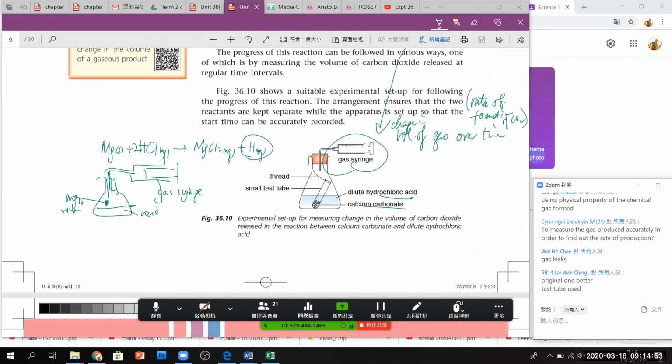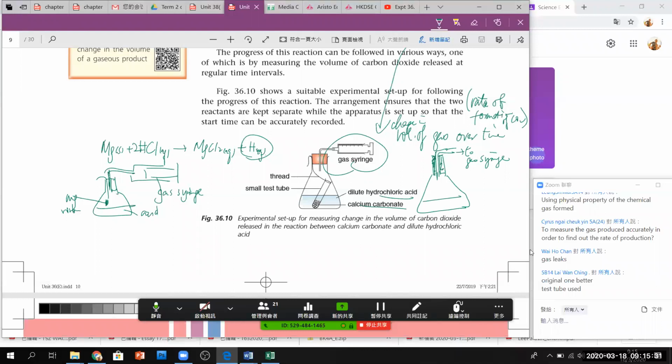But if you take a look at the test tube, the size of the test tube and the thread, I do think that if you use this one, I will have a slight modification. Anyone who can suggest how you would slightly modify this setup? If I were you, I would make that slight modification in order to prevent gas leakage. How? Anyone who knows? Now I do the same thing to the gas syringe.